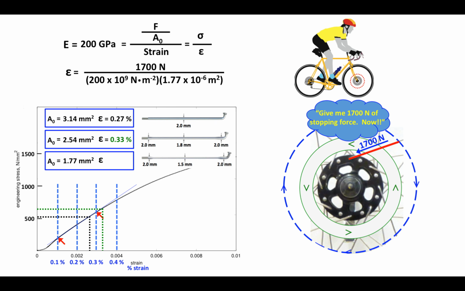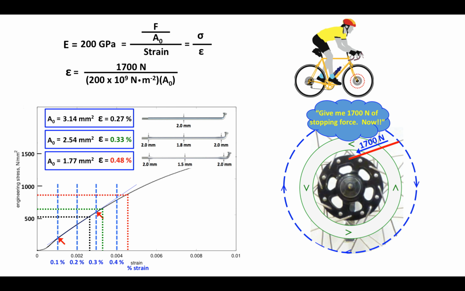For my third spoke, with a cross-sectional area of 1.77 square millimeters, I get a strain of 0.0048, which is 0.48%. And that would appear to be indisputably beyond my yield point. So I can see that my thicker spoke can transfer the force I need with a minimum amount of extensional strain.